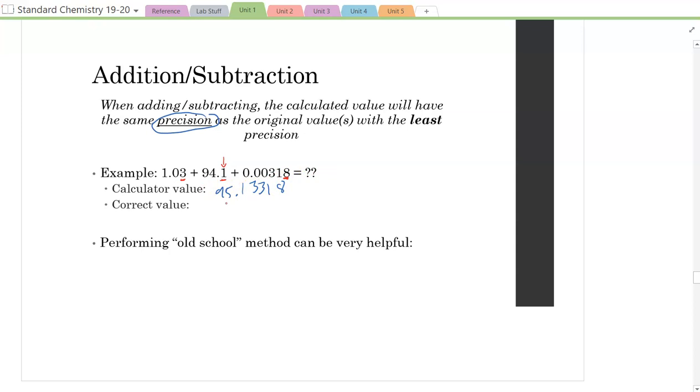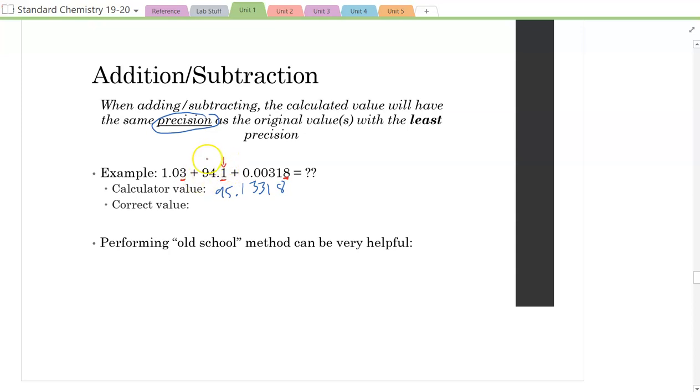I have to look back at my original values, 1.03, 94.1, 0.00318, and look at the precision of each of these. This one has precision down to 2 decimal places. This one has precision down to 1 decimal place. This one has precision all the way down to the 100,000th place. So looking at these 3, which one has the least amount of precision?